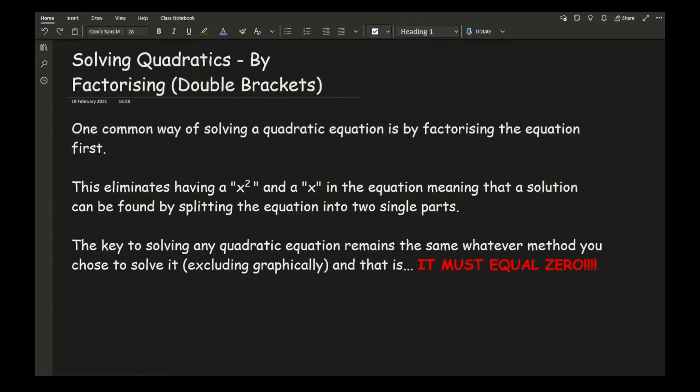Now, you might find that some low level, let's say 1 or 2 mark questions might be where it's already equal to 0, so you don't need to do any rearranging. However, just be wary that on some higher level papers or some big mark questions, you may have to do some rearranging first and make it equal to 0 before you can then use this method to go on and solve it.